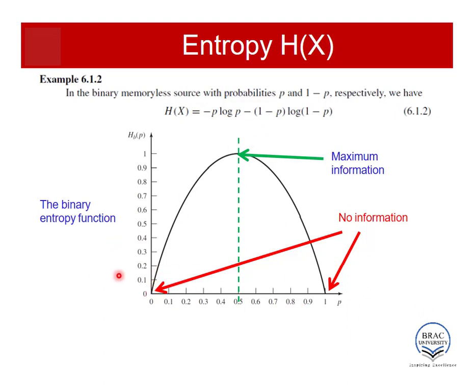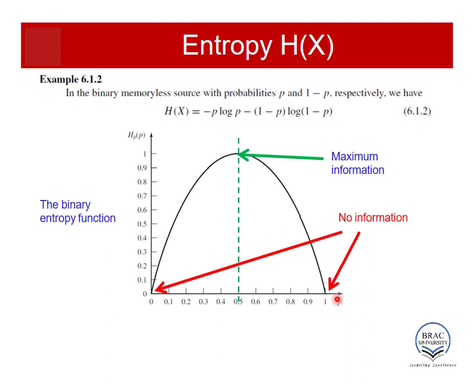So this is the binary entropy, and this is the measure of information actually, and this is the probability p. Now when the probability p is equal to 0, what does that mean? If I have a binary system that has only two outcomes and the probability of one outcome is 0, then it means that the probability of the other outcome is 1. That is, we will always get the second outcome.